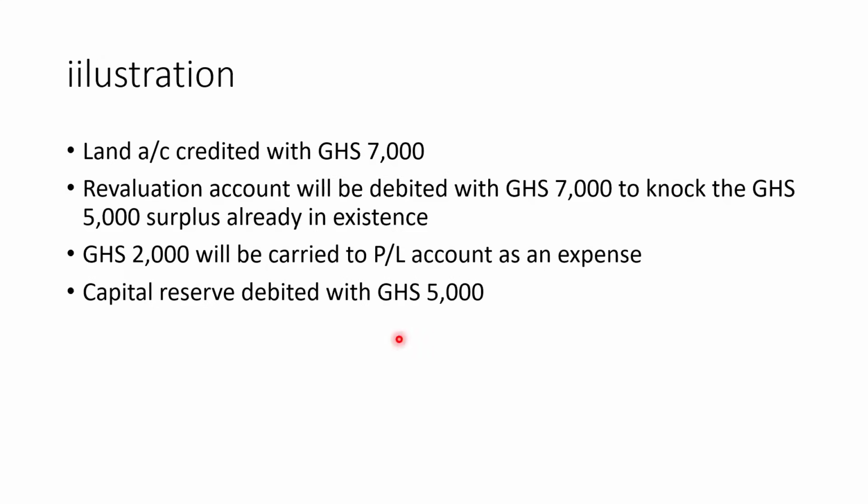So the land account will be credited with the 7,000. Revaluation account will be debited with what? 7,000 to knock off the 5,000 surplus already in existence, and 2,000 cedis will be carried to the P&L account as an expense. Capital reserve will be debited with the 5,000 to cancel off the closing balance of 5,000 on the revaluation reserve. So when you get the slides, I have all of these for you. All the solution is in there for you. Okay, good.